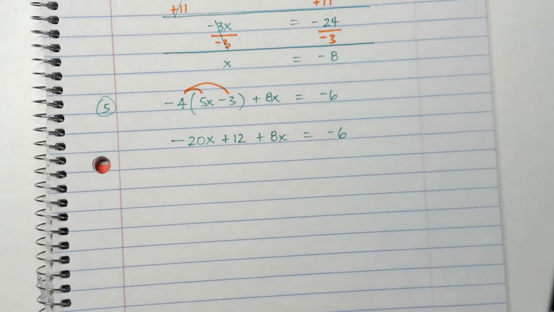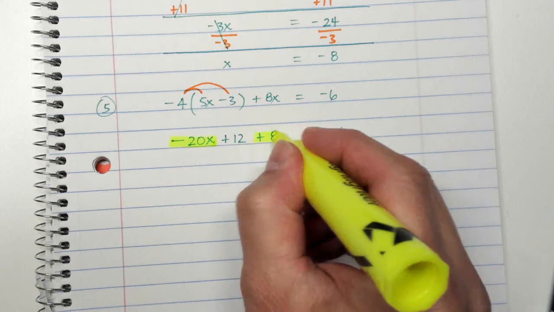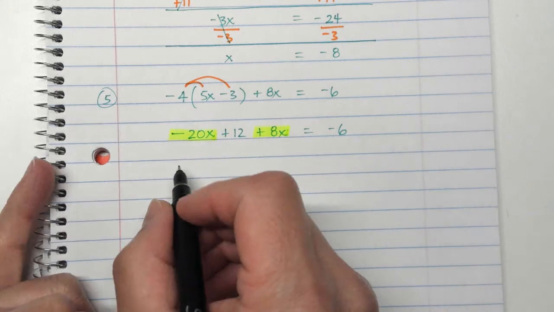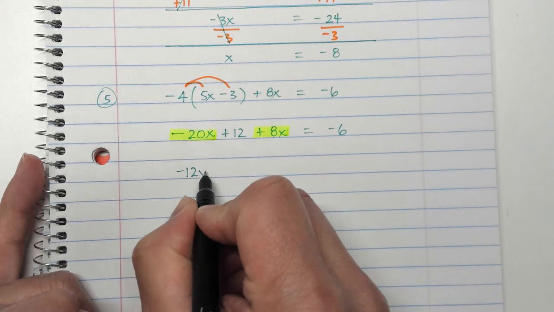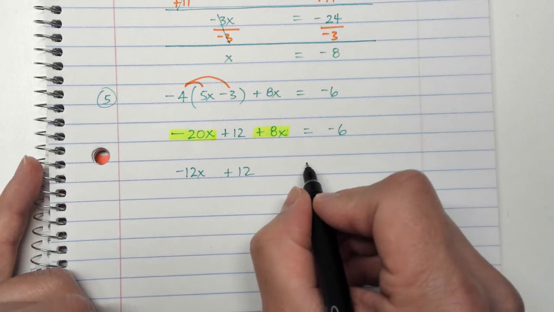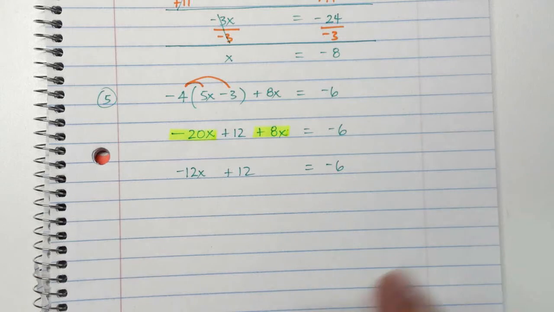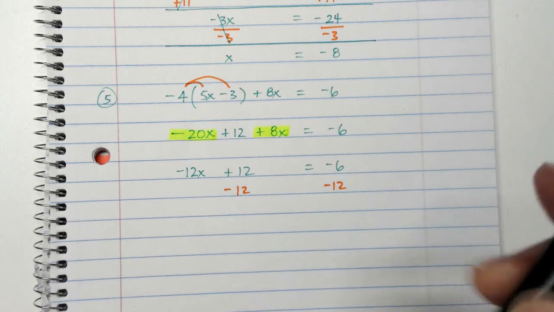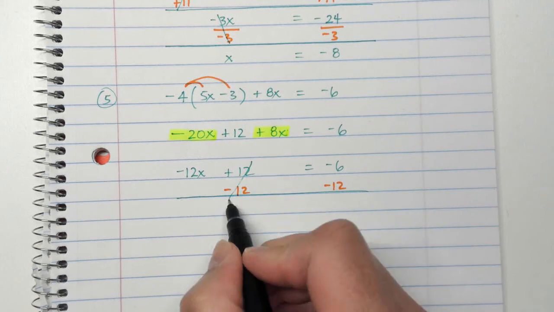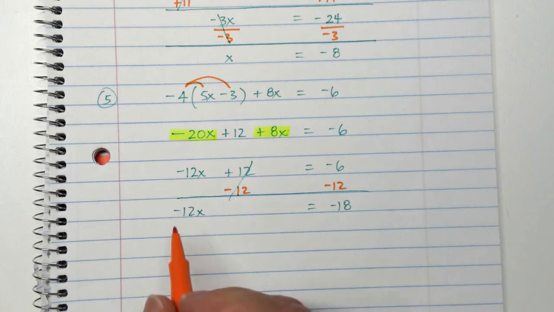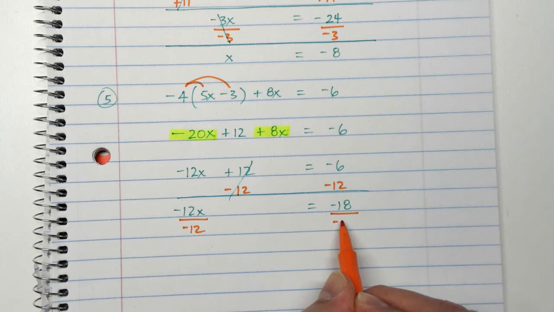Okay, and then we got to combine like terms. When they're on the same side of the equation, you combine. When you combine, you don't show work. You just do it. So a negative 20 and a positive 8 makes a negative 12x. And then it's a normal two-step equation. Divide by negative 12.